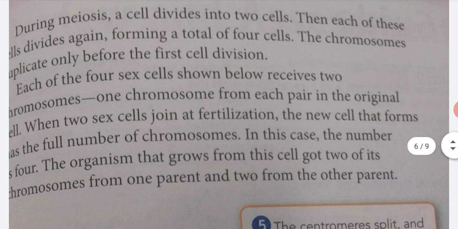During meiosis, a cell divides into 2 cells. Then each of these cells divides again, forming a total of 4 cells. The chromosomes duplicate only before the first cell division. Each of the 4 sex cells shown below receives 2 chromosomes, 1 chromosome from each pair in the original cell. When 2 sex cells join at fertilization, the new cells that form have the full number of chromosomes. In this case, the number is 4. The organism that grows from the cell got 2 of its chromosomes from one parent and 2 from the other parent.